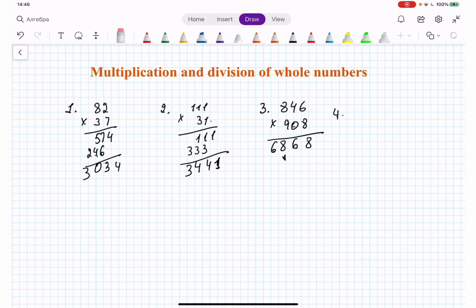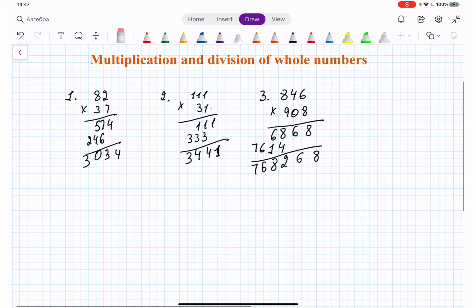So 9 times 6 is 54. And we have 5 here, 54. 9 times 4 is 36, and 5, 41. 4 here. 9 times 8, 72, and 4, 76. So the answer is going to be 8, 6, 12, 7, 8, 6, 7. Okay. Next one.